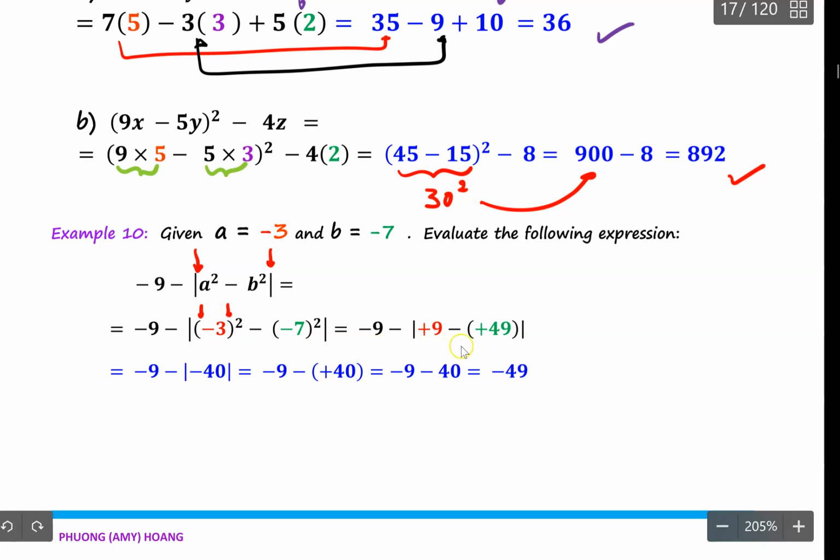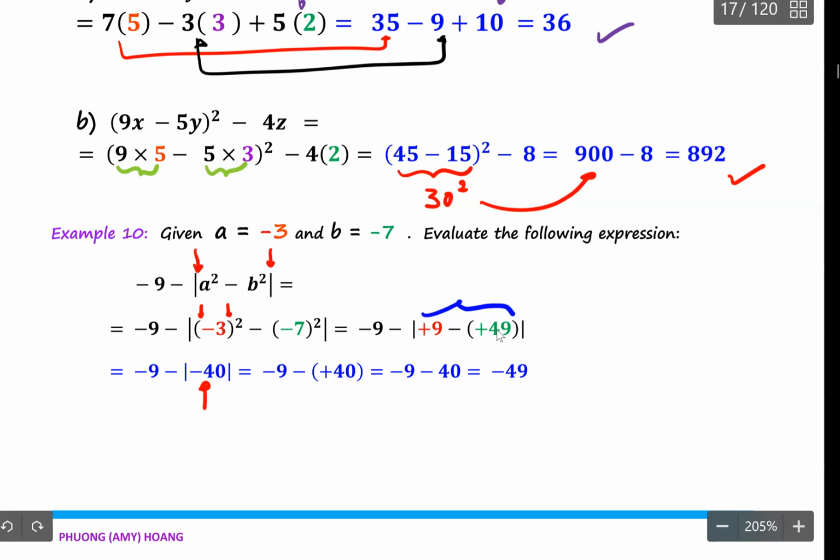The subtraction stays the same in this case, so we leave that alone. Negative 7, all of it in the bracket squared, will give me positive 49. Now I would like everyone to perform this operation inside the absolute value. So take positive 9 subtract positive 49. I should have the answer as negative 40.